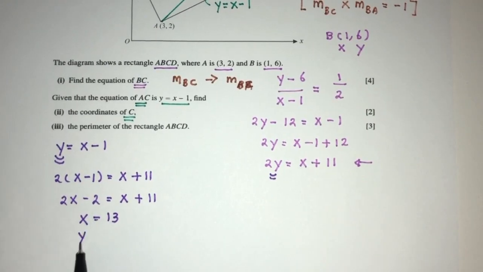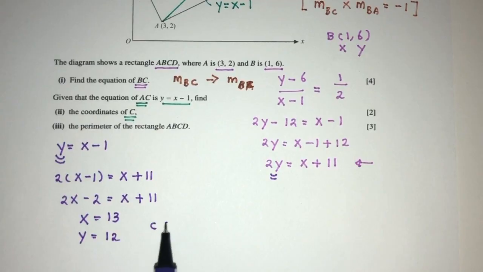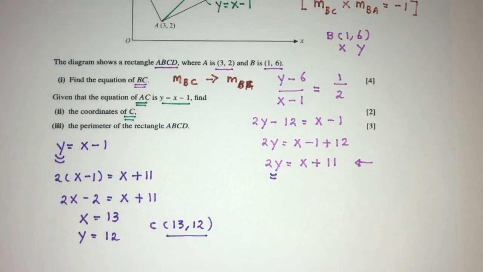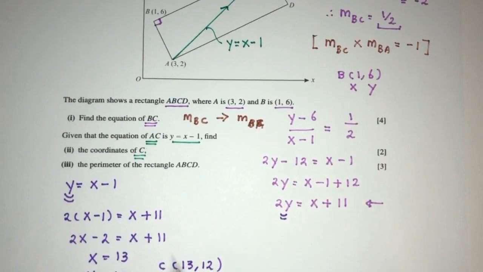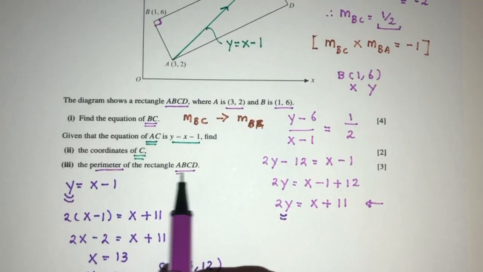Now the value of y will be what? y will be 13 minus 1, that should be 12. So the point C will be simply (13, 12). That is my point C for part 2 of the question. Now for part 3 of the question, we have to find the perimeter of the rectangle ABCD.